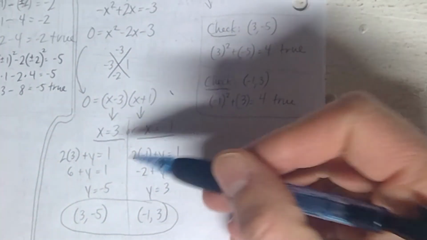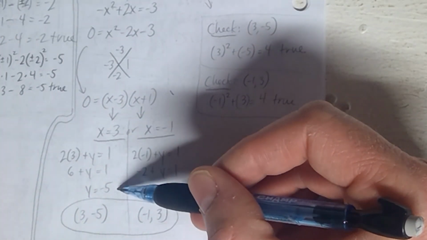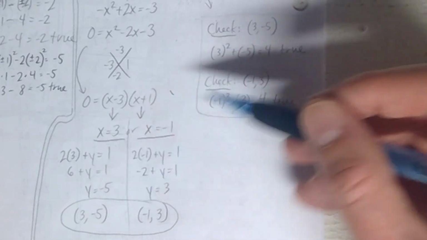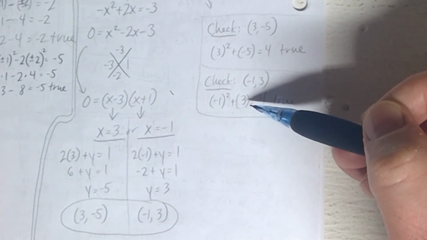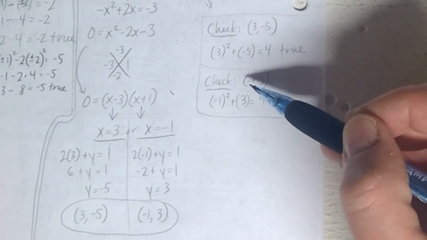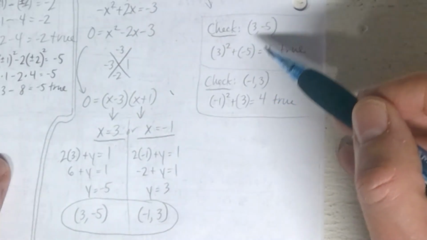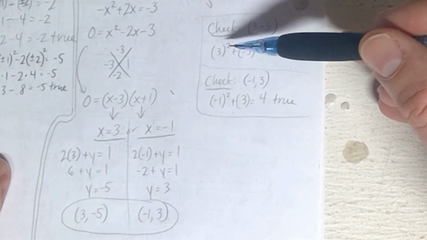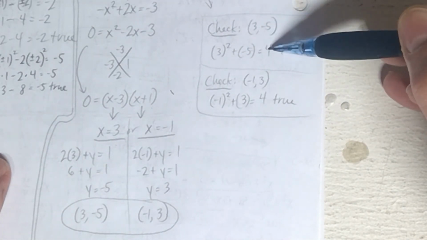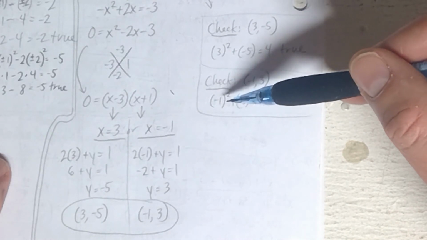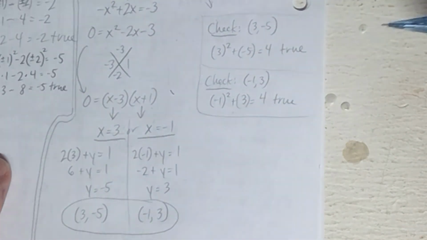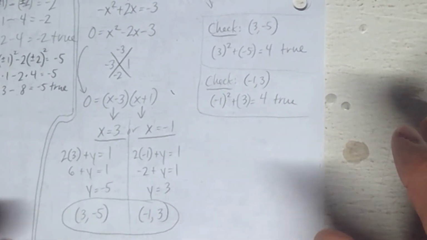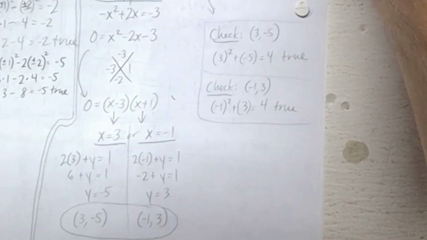Since I used the second equation in the original system to do the last step, I just need to check the first equation. So I plugged these 2 ordered pairs into the first equation, and you can see that they both come out as true. This is 9 plus negative 5 equal to 4. That's true. And this is 1 plus 3 equal to 4. That is also true. So that concludes systems of nonlinear equations.